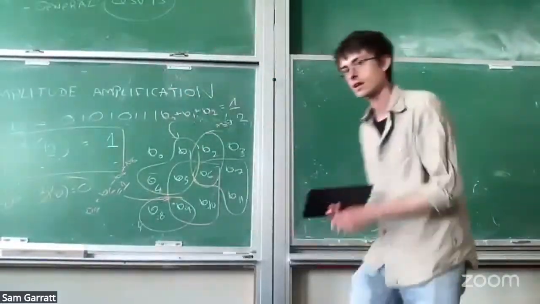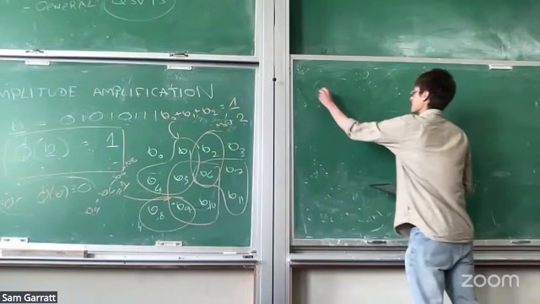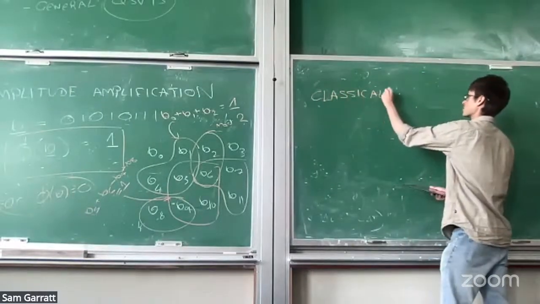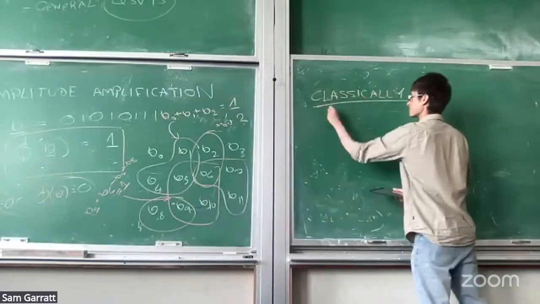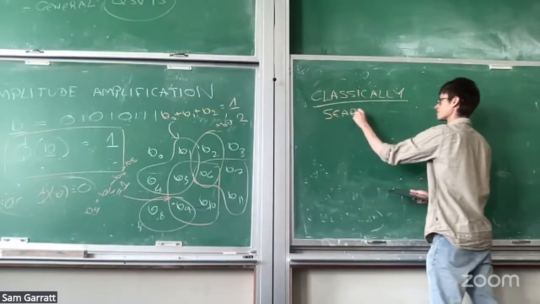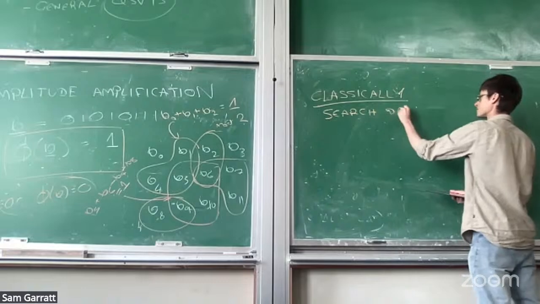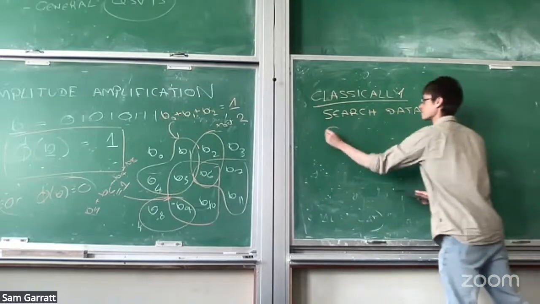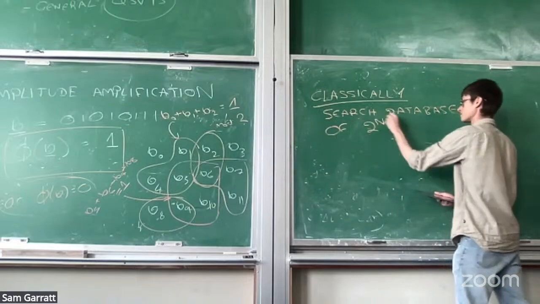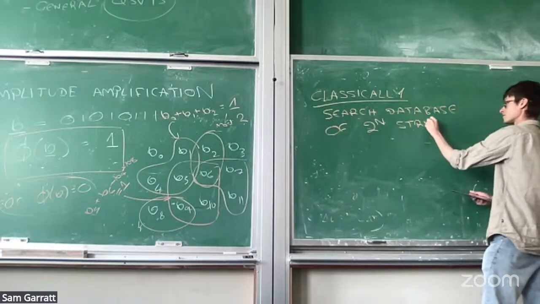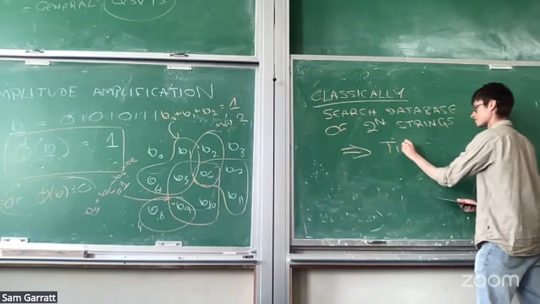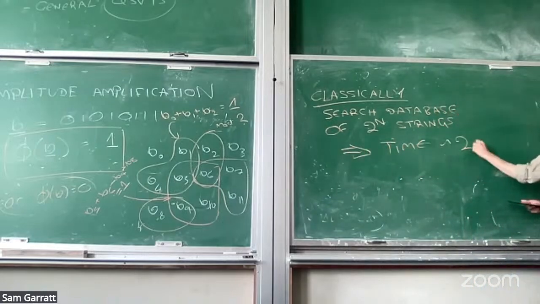Okay, so classically, what we're doing is searching an unstructured database. And the time is going to be of order 2 to the n, because I have to check each one of them.